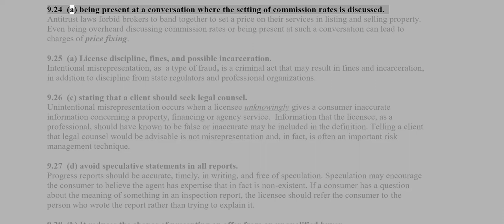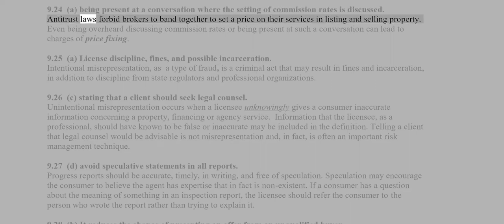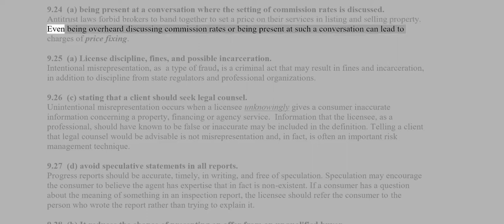9.24 a. Being present at a conversation where the setting of commission rates is discussed. Antitrust laws forbid brokers to band together to set a price on their services in listing and selling property. Even being overheard discussing commission rates or being present at such a conversation can lead to charges of price fixing.